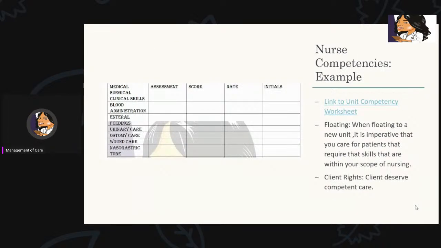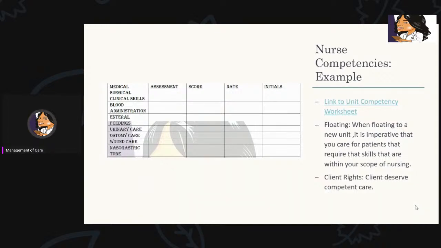So this is a nurse competency example. Many of us haven't worked on the floor, so this is what a competency worksheet would look like. If you're working on a medical surgical floor, you'll have to sign off on these competencies every now and again. Here I put blood administration, enteral feedings, urinary care, ostomy care, wound care, NG tube placement. So I'll check off, okay, I know how to do a blood administration. Okay, I'm competent.